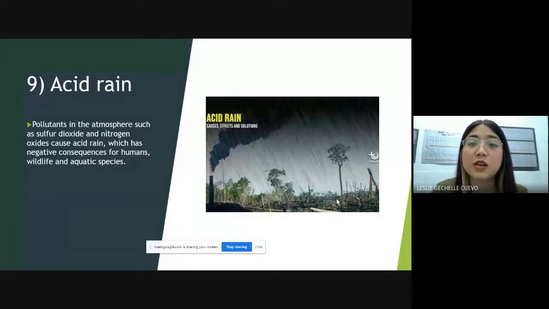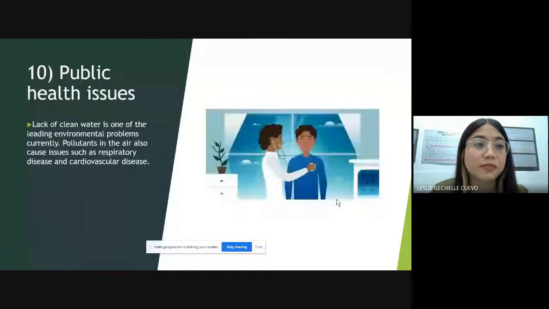Acid rain. Pollutants in the atmosphere such as sulfur dioxide and nitrogen oxides cause acid rain, which has negative consequences for humans, wildlife, and aquatic species.